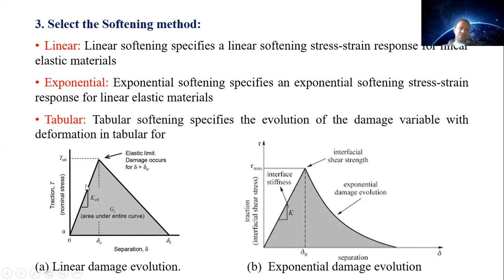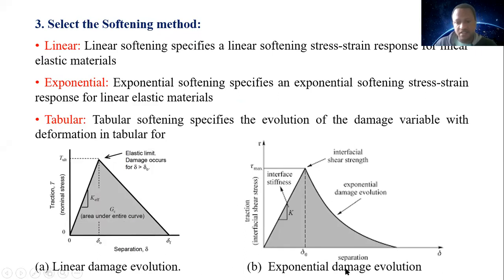The line of this graph indicates the initial stiffness, the effective stiffness of the material until the material damage initiation. Once the damage initiation reaches 1, the elastic limit is reached at delta equal to delta node. So this is the point where damage initiation occurs. Then the material starts to degrade its stiffness along this line. And the area under the curve is called the energy GC, which is the critical energy.